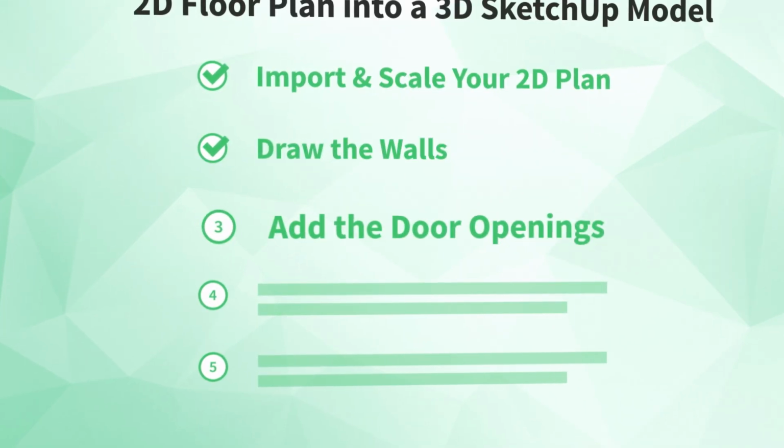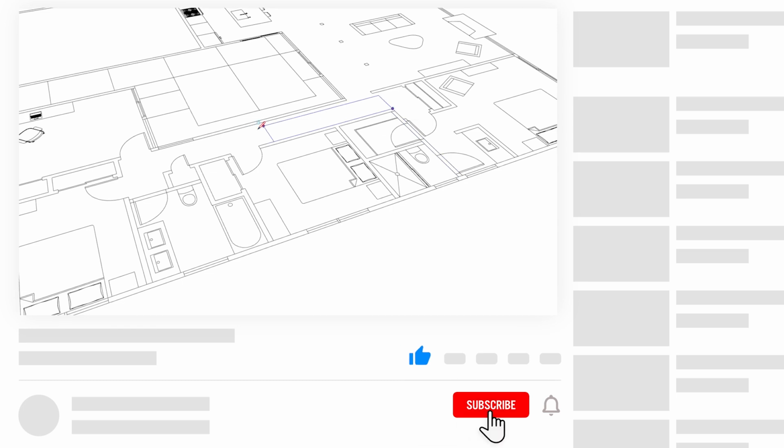Number 3, add the door openings. As I mentioned in the previous step, we ignored the window and door openings when drawing the walls. That's because it's more efficient to add them after all the wall heights are set. Here's a great way to create the door openings.